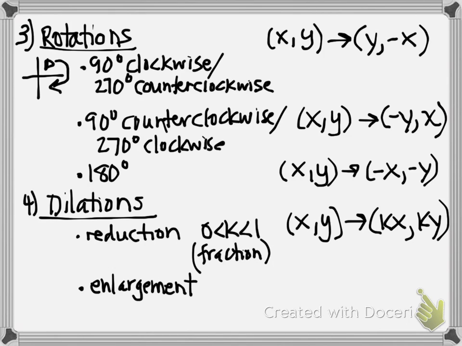So an enlargement means that my image has to be larger than what I started with. So what kind of k values am I going to need for this? What do we say it had to be? What did they have to look like? I'm sorry? They have to be greater than 1.